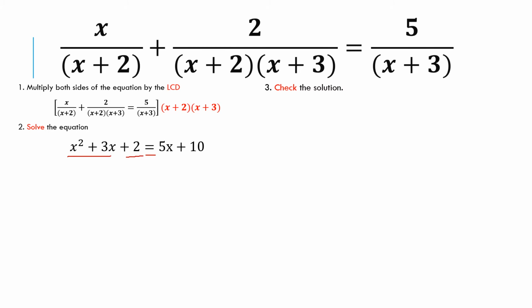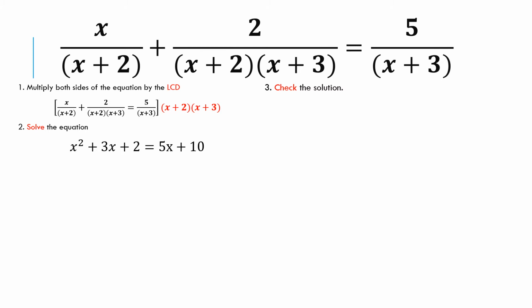Ito is, makakancel out na yung x plus 3 na nasa ibaba or nasa denominator. Ang natira, 5 times x is 5x plus 5 times 2 is 10. Now the equation is x squared plus 3x plus 2 equals 5x plus 10.